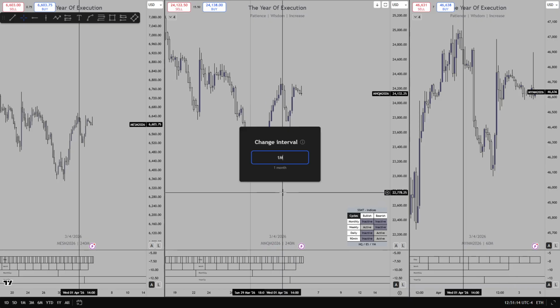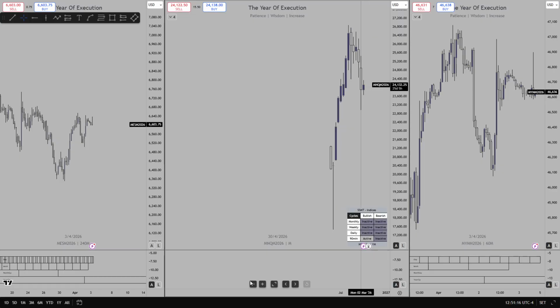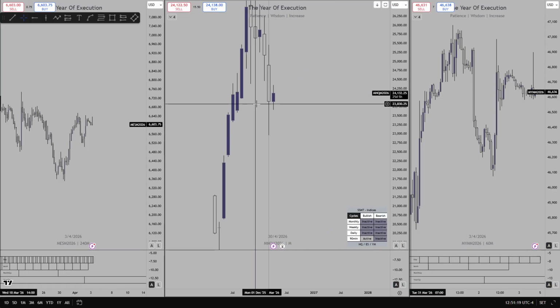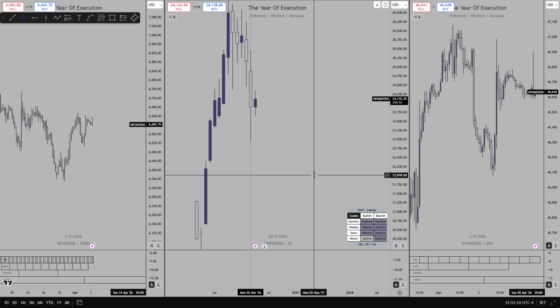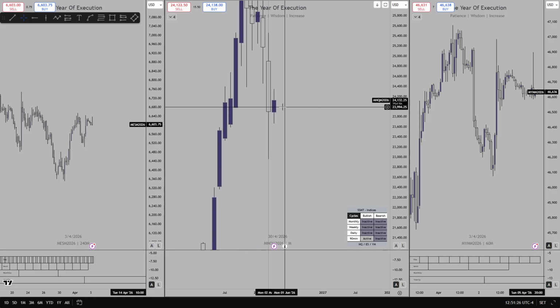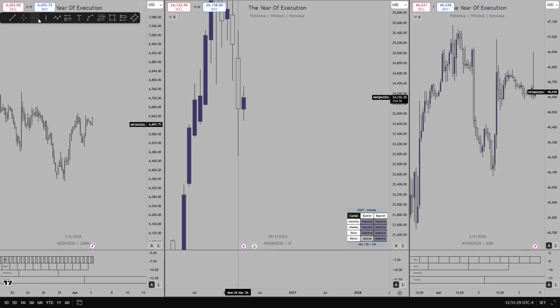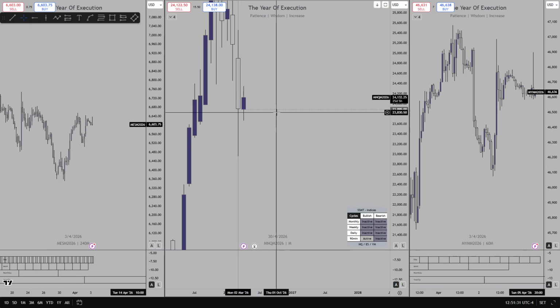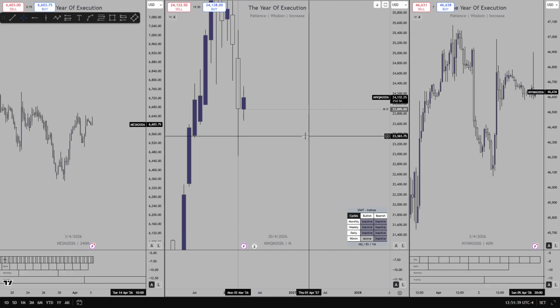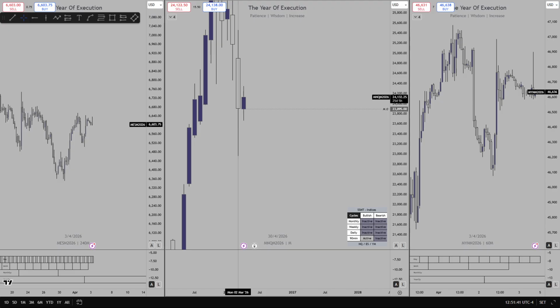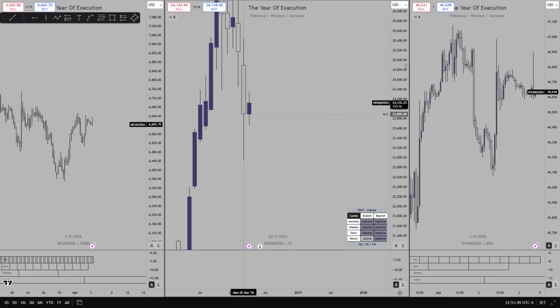So let me just go to the monthly real quick just to find the monthly open, where the month opened at. That's our monthly open right there. Now I need to use this to find the monthly power of 3 to help determine which direction the weeks of this whole month of April are most likely going to go.